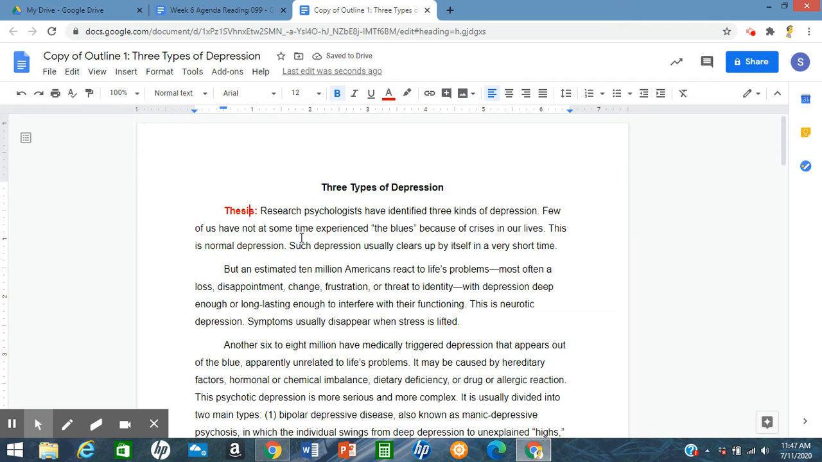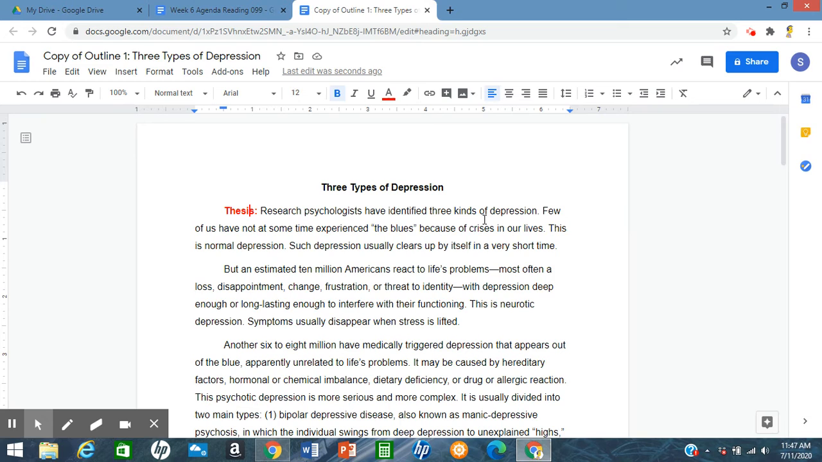Okay, so the thesis is research psychologists have identified 3 kinds of depression. Okay, so that is what the argument is. That is the main idea. So for topic sentence 1, you're not going to see that. You take that thesis out, because when it comes to your outline, you're just going to put that at the very tippy top of the outline.